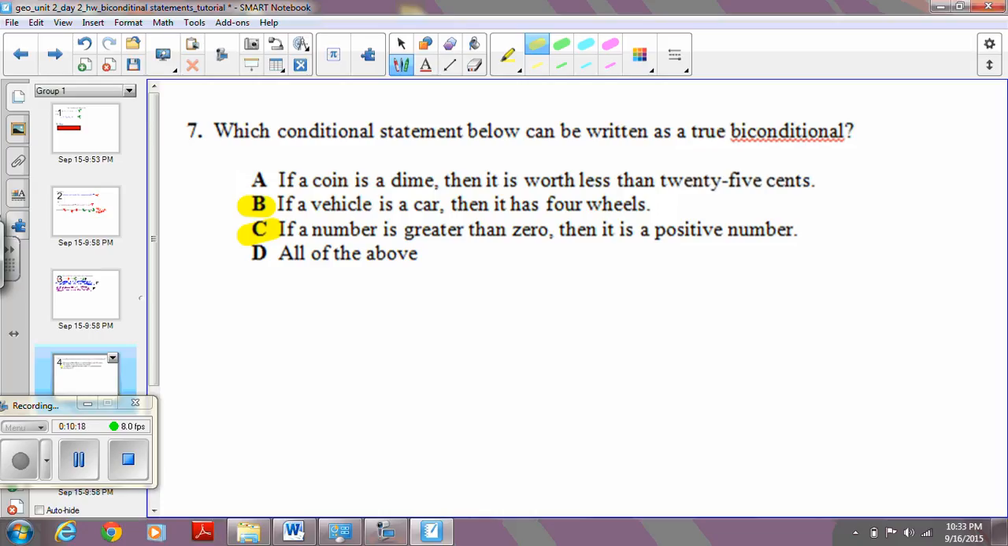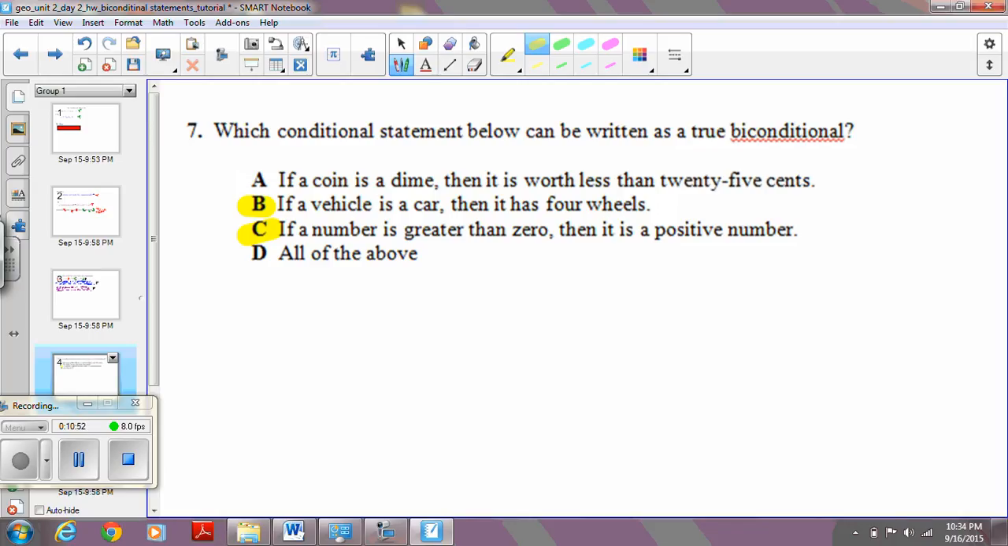So let me go back and read the first one. Maybe I wasn't thinking clearly. Okay. If a coin is a dime, then it is worth less than 25 cents. All right, now the converse. If a coin is worth less than 25 cents, then the coin is a dime. Nope, it's still not necessarily true all the time. Like I said before, it could be a penny, it could be a nickel.